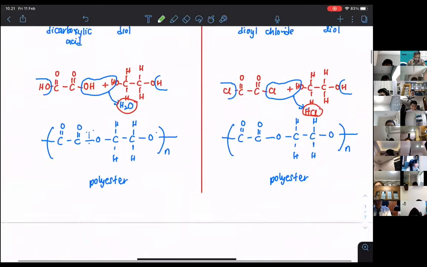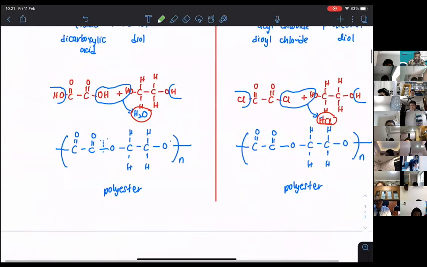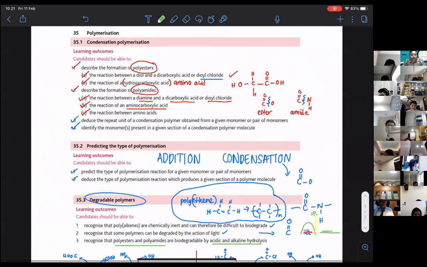So with that, we have completed polymerization. But of course, I don't want to just simply leave it like that. I want to also teach something extra, based on the textbook and so on, so that we can learn more.